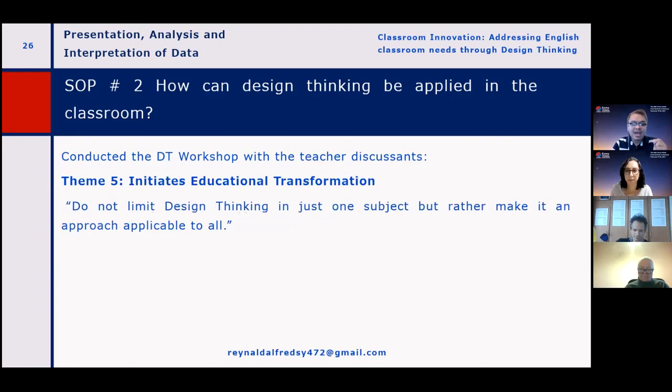And lastly, it initiates educational transformation. Because in this research, we only use the learners. But in actuality, we can actually tap all the stakeholders, the community, the parents, industry partners, and identify what is needed by these people. How can we improve our instruction, our curriculum, our policy? And this allows us now to infuse all of these things in our classrooms.